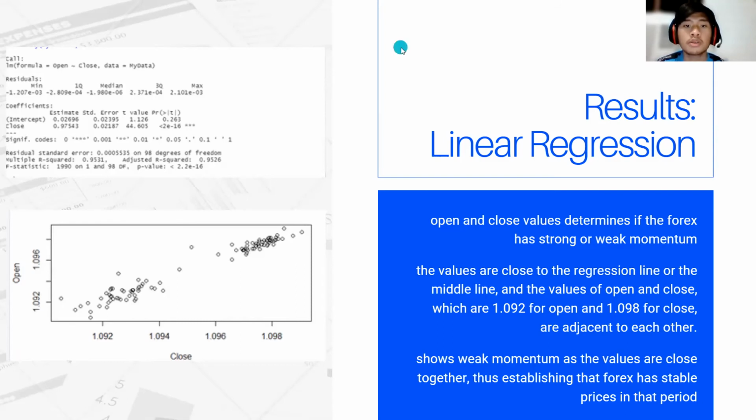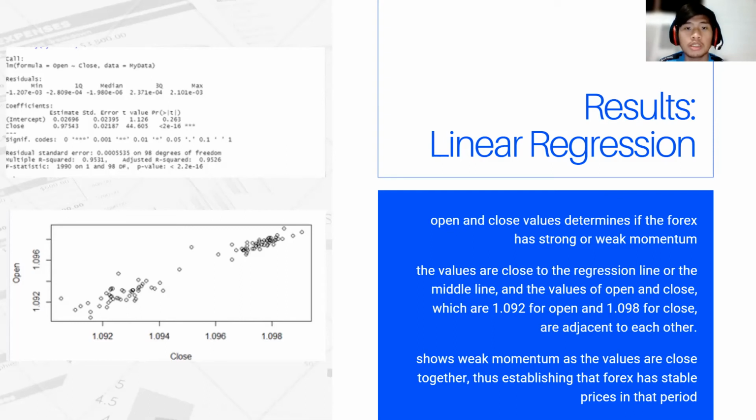So first is the result in linear regression. Two sets of data were used to determine the volatility of Forex, where the first set uses the values open and close, while the other set uses the values high and low. Using the open and close values, it determines if the Forex has strong or weak momentum.